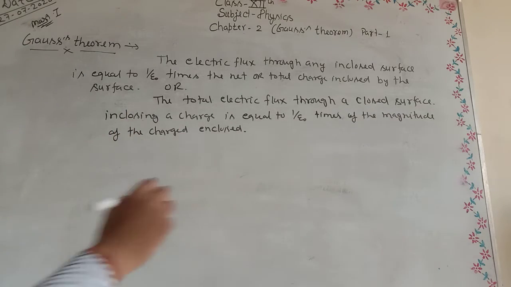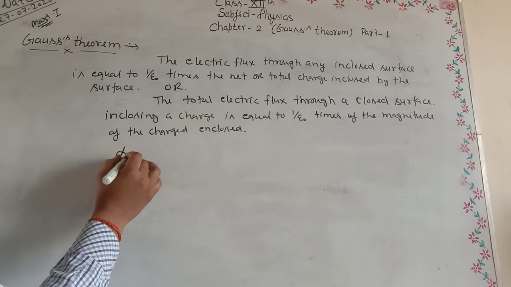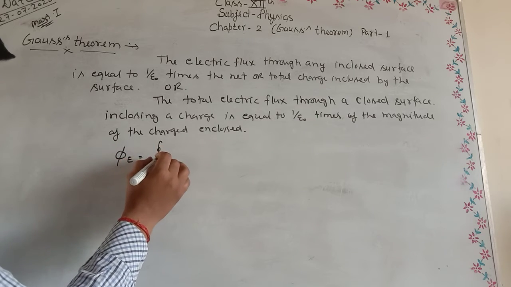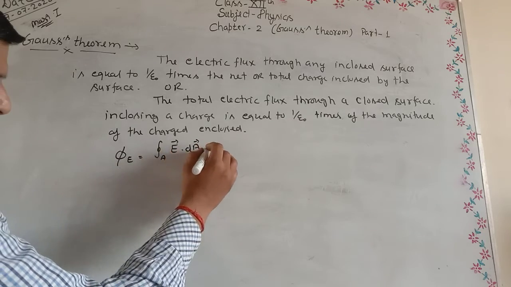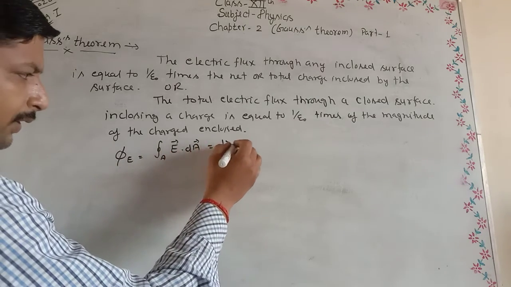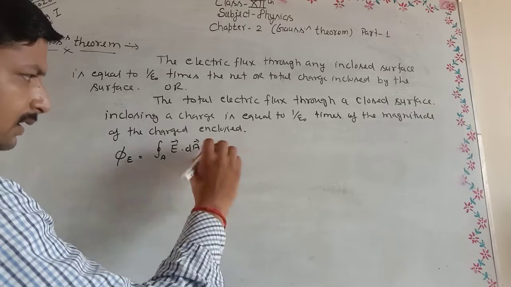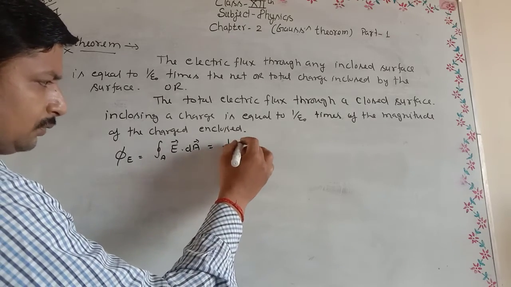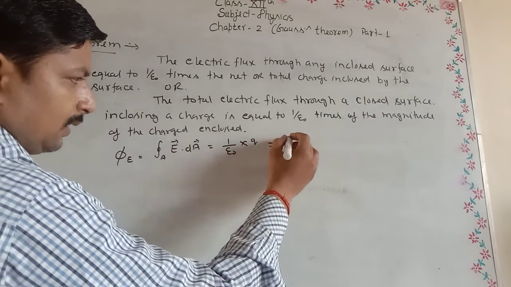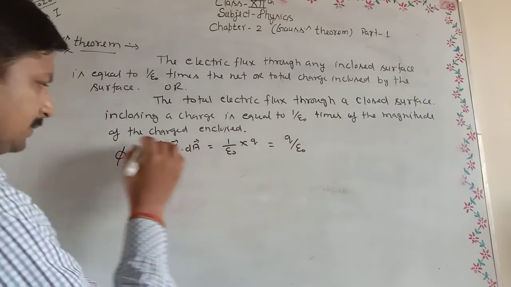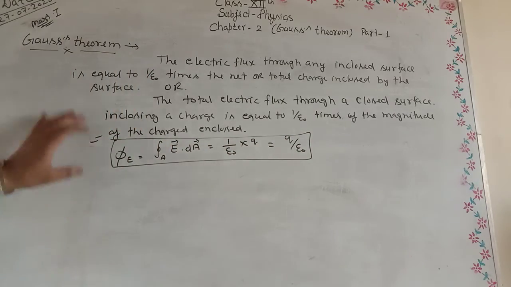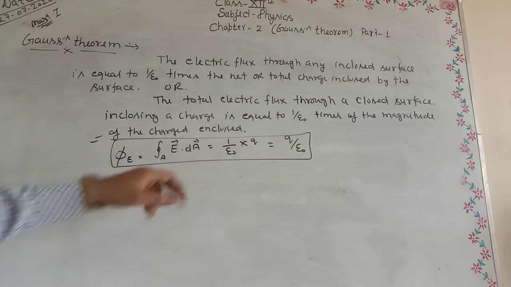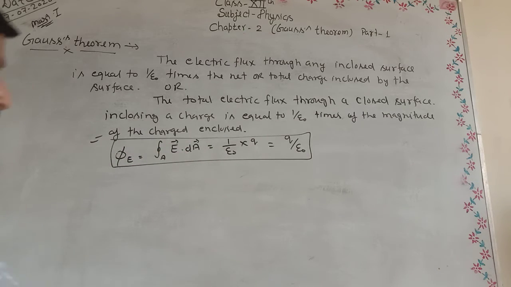Okay students, this is the mathematical form. Surface integration of E dot dA is equal to 1 upon epsilon 0 into Q. This is the mathematical form of the Gauss theorem. Okay students, remember this always.